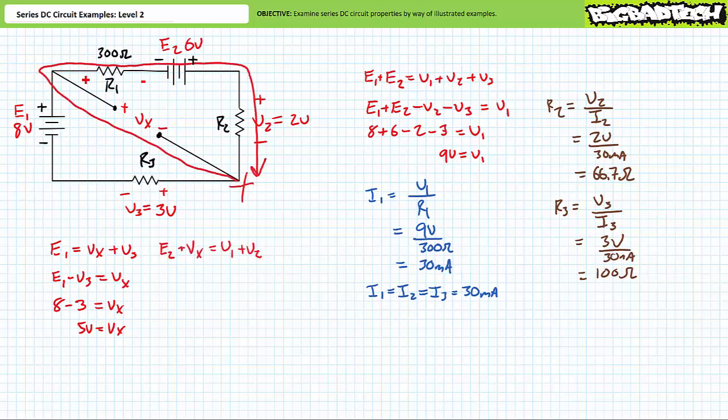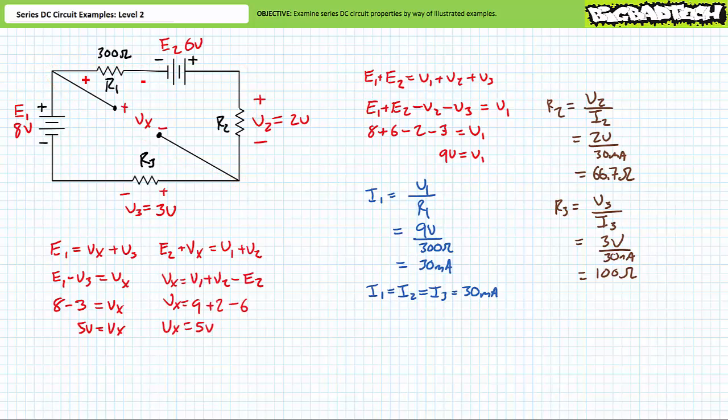Other loops yield similar results. For example, this loop in the clockwise direction demonstrates that rise Vx plus rise E2 is equal to the summation of voltage drop V1 plus voltage drop V2. Substituting in our given values similarly demonstrates that Vx is 5 volts. I've got a reasonable degree of confidence our answers are correct, and we can bring this lecture to a close.